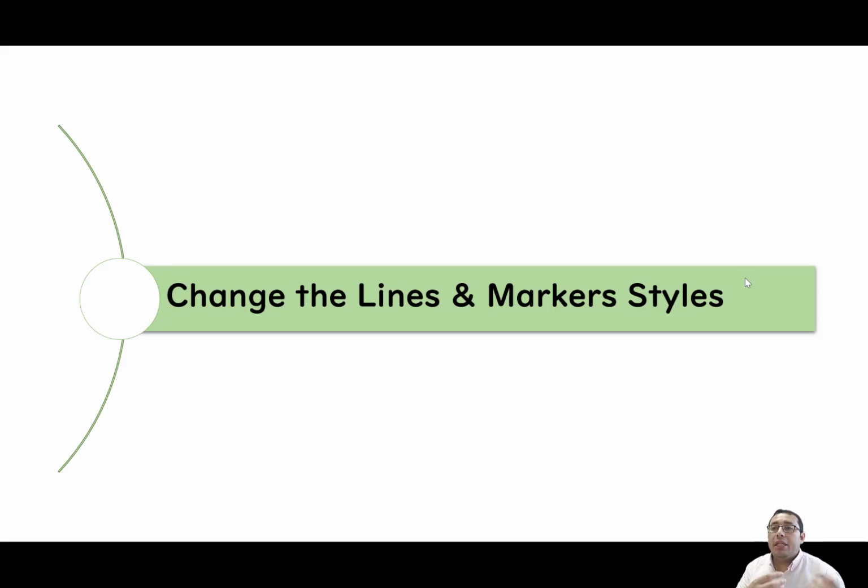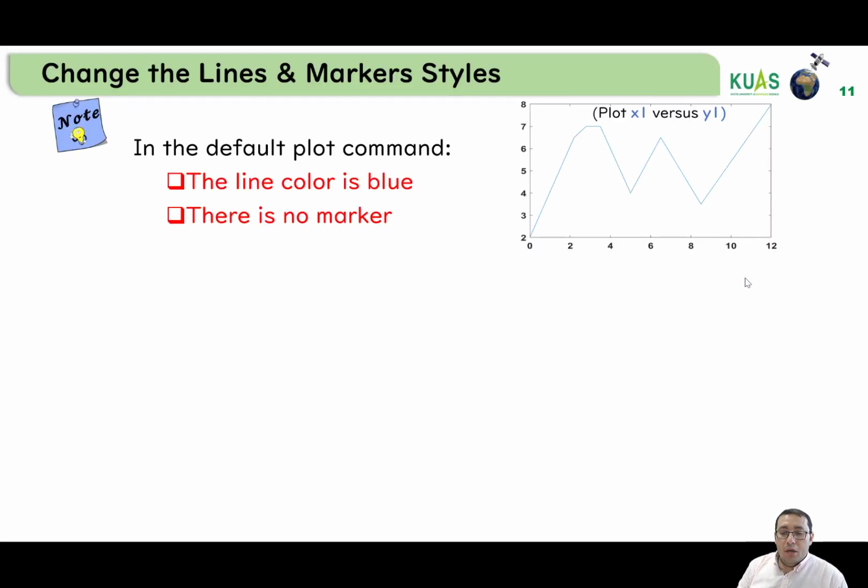For example, we need to change the line style or the marker style, as we are going to see now. But this is a very important note. For the plot command, the default line color is blue. If you check this line here, the color is blue. This is the default. And there is no marker, for example, we don't have a marker for each point. So please remember the two defaults for the plot command: first, the curve is blue. Second, there is no marker.